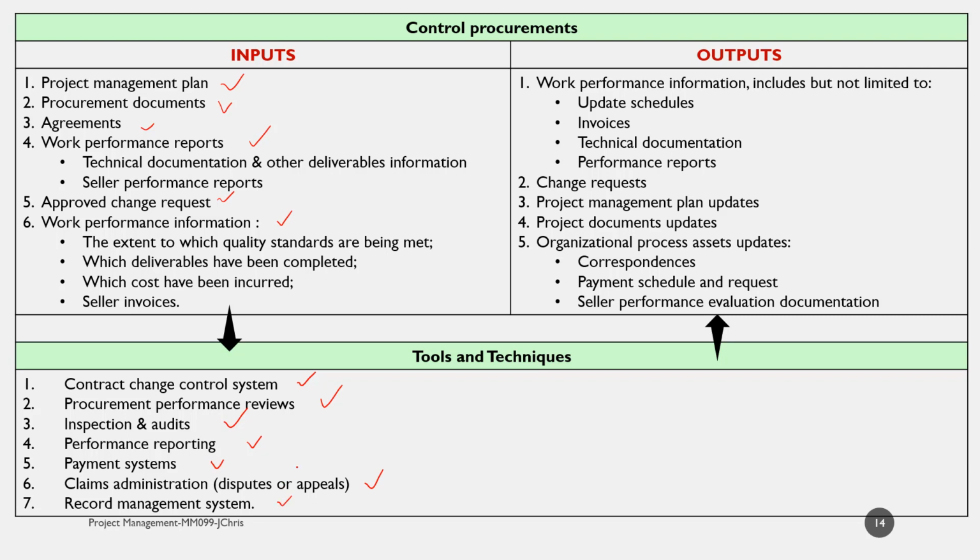Using these tools and techniques, we create the outputs of work performance information, including but not limited to updated schedules, invoice, technical documentation, performance report, change requests, project management plan updates, project document updates, organizational process asset updates.